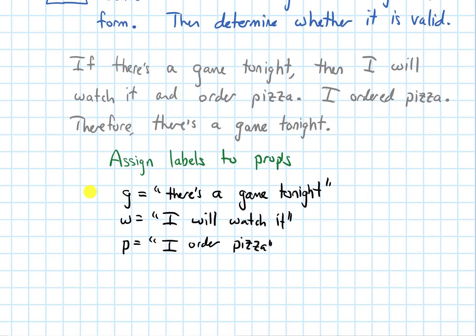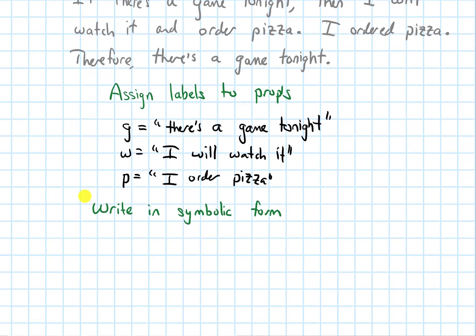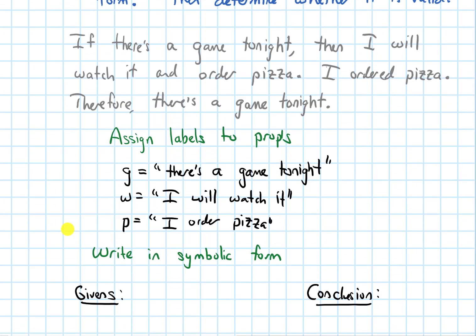So now that we have propositions labeled for each item in this argument, let's put the argument into symbols. So we can write this argument in symbolic form. When we do this, I'm going to be careful to distinguish the givens, so what it is that I'm given, from the conclusion. And I think the conclusion's easier. It says, therefore, there's a game tonight, which means the conclusion is just G. We're trying to conclude whether G happens.